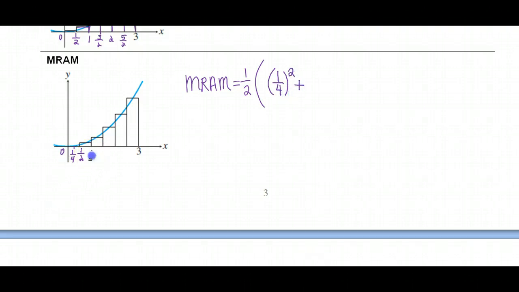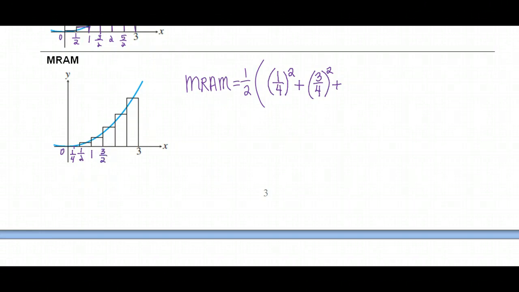Our next subinterval goes from 1/2 to 1. What would be the midpoint of 1/2 and 1? 3/4. So we do the midpoint of each subinterval, the midpoint of 1/2 and 1, and so on. Whatever helps you, midpointception.